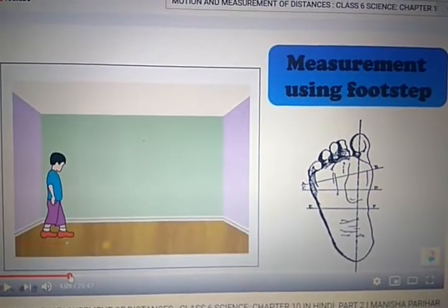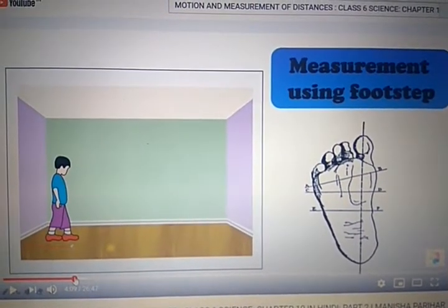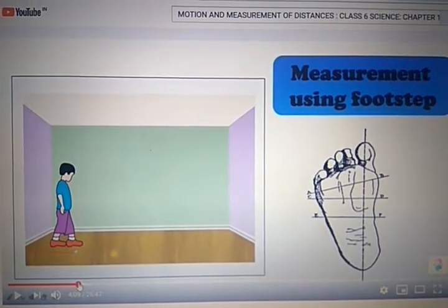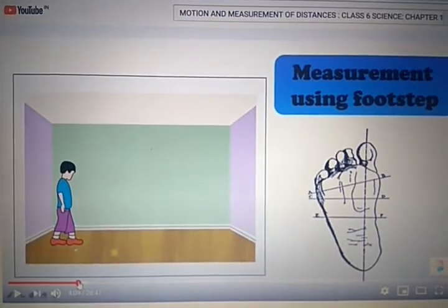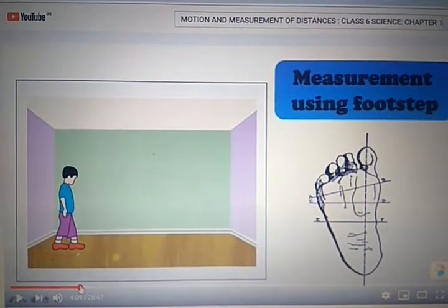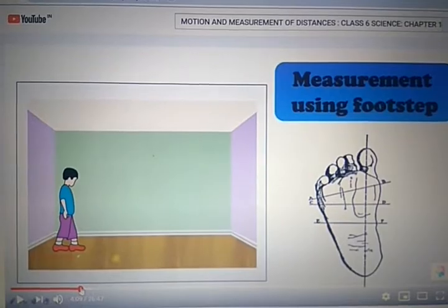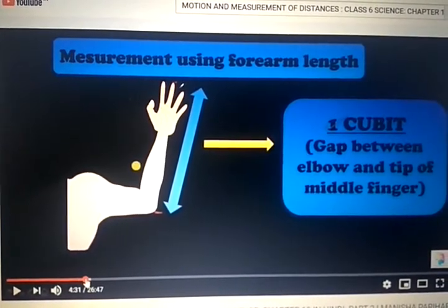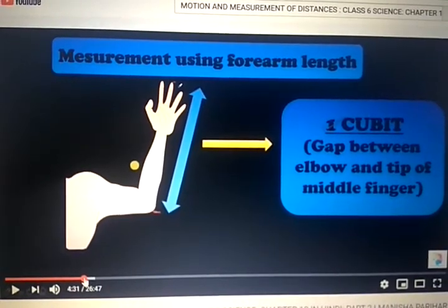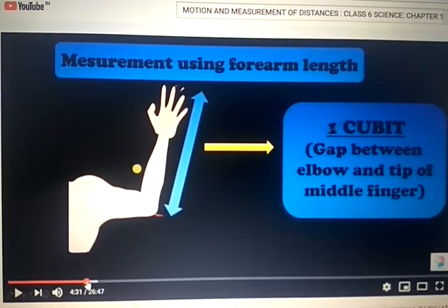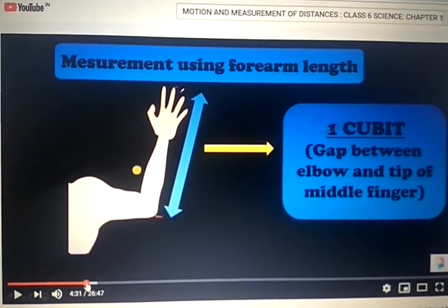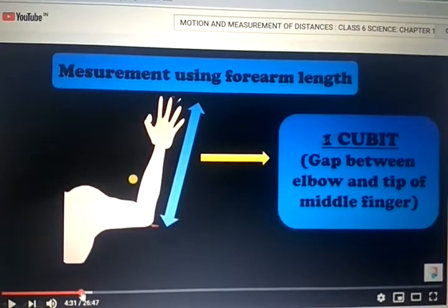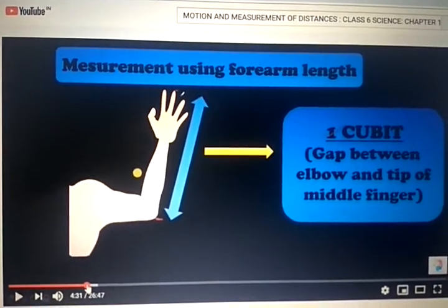Here that boy is measuring using footsteps. Using footsteps also you can measure something, like the room length. Now the boy is measuring the length of the room using footsteps. Another method is measurement using forearm length. The distance between the elbow and the tip of the middle finger is known as 1 cubit.